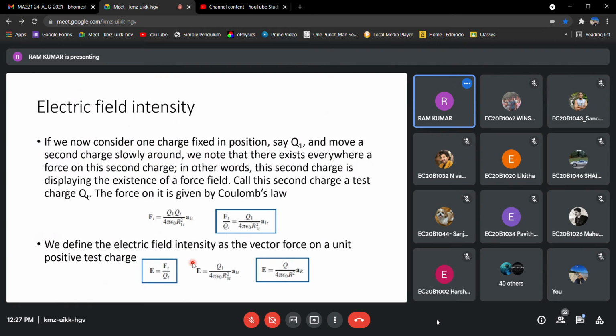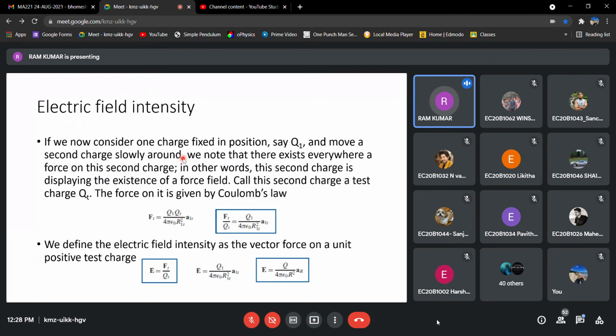Now we go with electric field intensity. You just need to know the definition. What is electric field intensity? It is the vector force on a unit positive test charge.